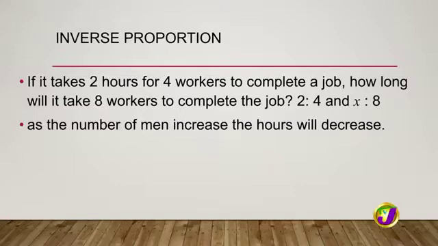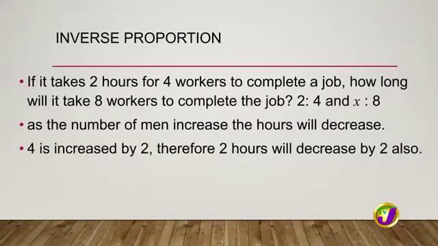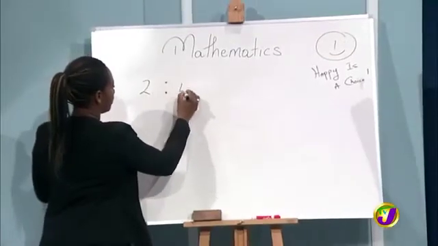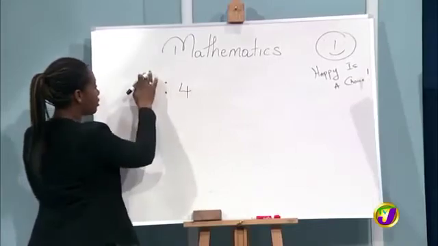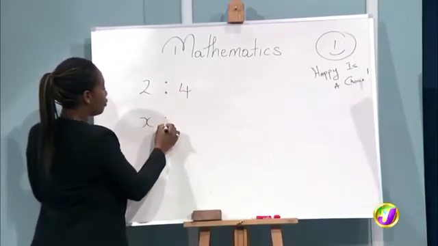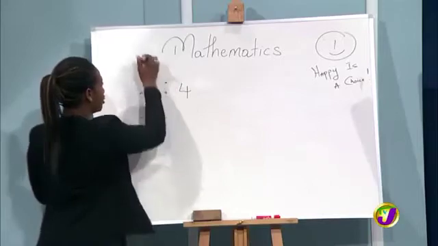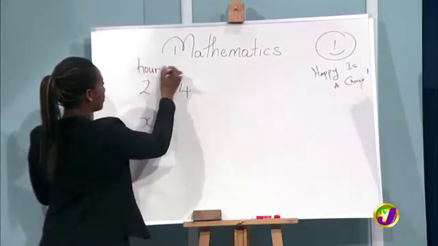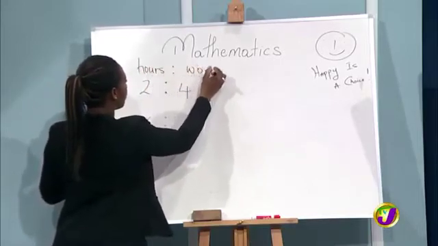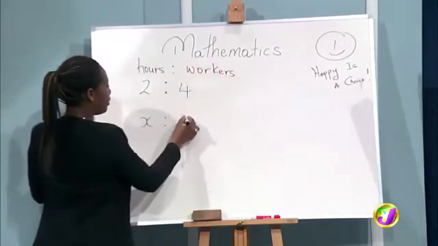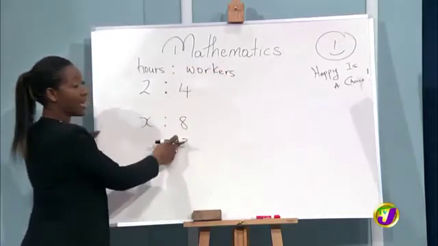So we have 2 ratios there. We have 2 to 4 and the unknown time to the 8 workers. What do we do? We look for the relationship. So we're just going to go on the board quickly. If we have the ratio 2 to 4, so we know the time was 2 hours to 4 men. We have X hours. I'm just going to put hours to workers here, so we know what we're dealing with. And we know that we have increased the number of men to 8.